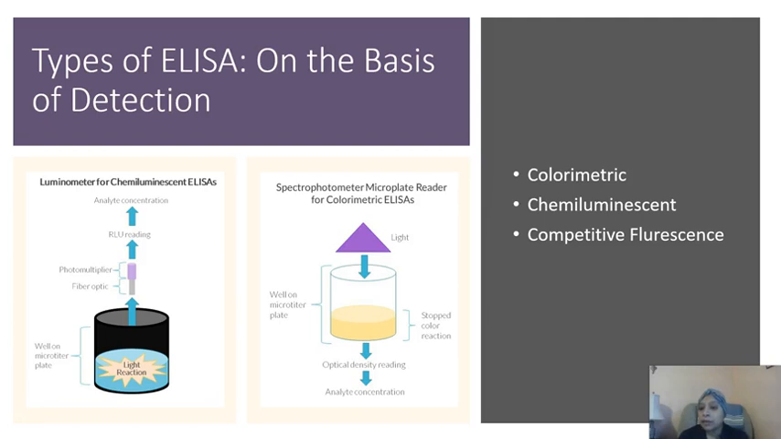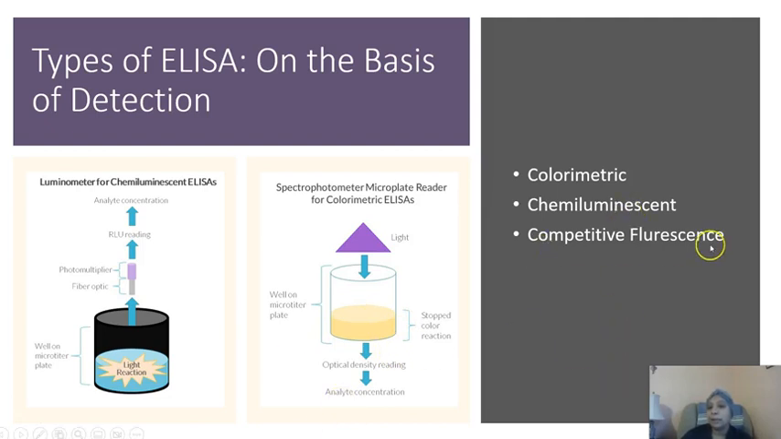So there are many different types of ELISA, and they could be on the basis of detection and also on the basis of how we perform the protocol. So on the basis of detection, we can have colorimetric, chemiluminescent, or competitive fluorescent. Obviously, in a chemiluminescent ELISA, you're going to have a light reaction, similar to the luminol we have in Western blots as well. In a colorimetric ELISA, you have the color change with our chromogen, the substrate that binds to the enzyme, interacts with it and causes the change of color that is then examined.